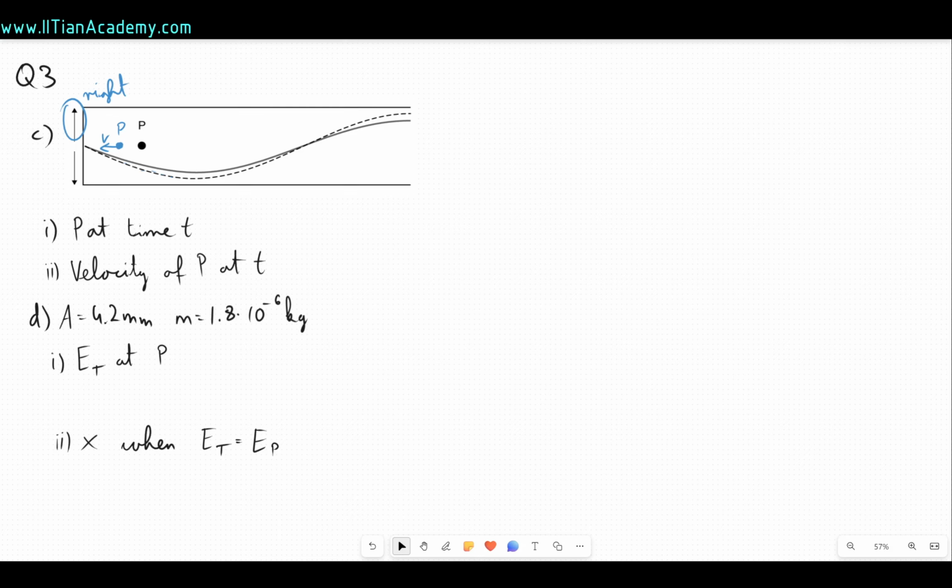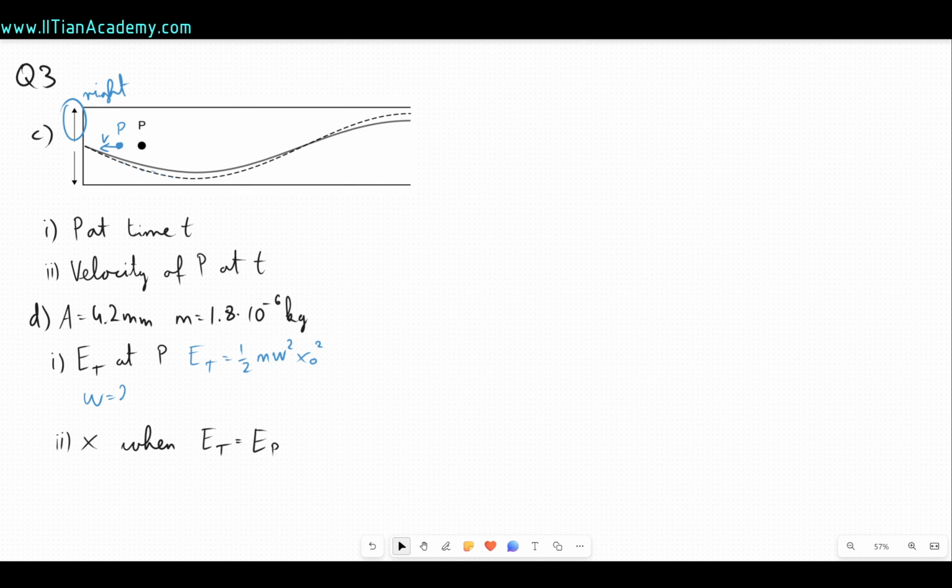So in part D, we are told the amplitude of these oscillations and the mass of the particle. In part 1, we need to calculate the total energy of P. So for total energy, we have the very nice formula that E total is equal to 1/2 m omega squared maximum displacement squared. So we need to calculate the angular frequency.